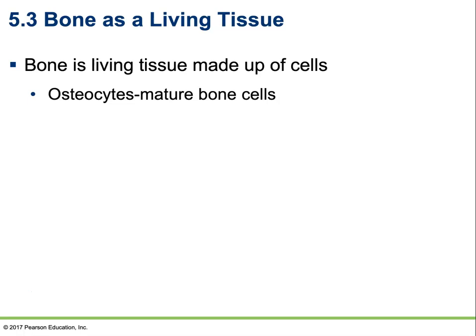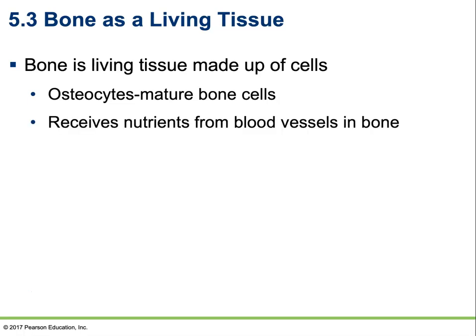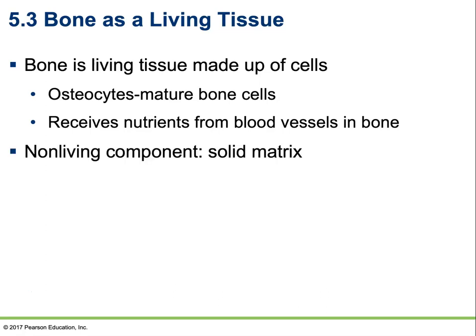This matrix is hard. Osteocytes are mature bone cells. They are going to receive nutrients from blood vessels in the bone. And so they are living cells. There's a living component to bone, but the vast majority of it is considered a non-living component, a solid matrix. This is sort of what gives us the impression that bone isn't necessarily a dynamic, growing, living tissue. But the bulk is made up of a non-living matrix.